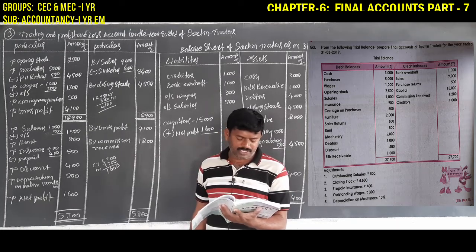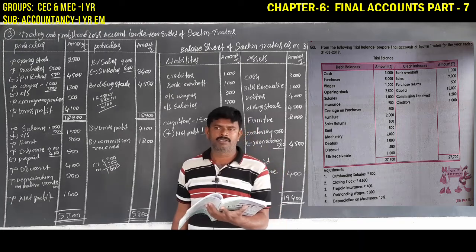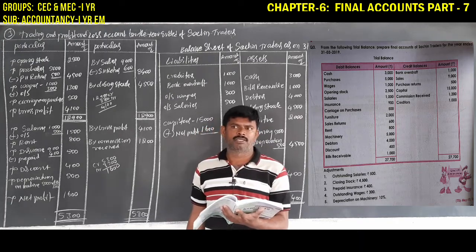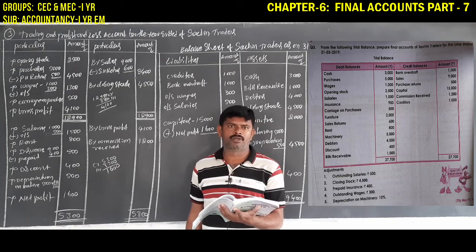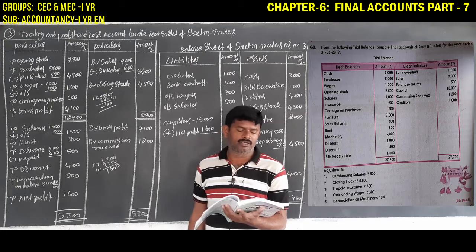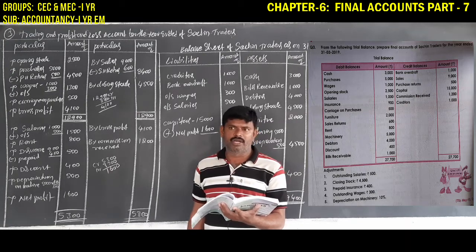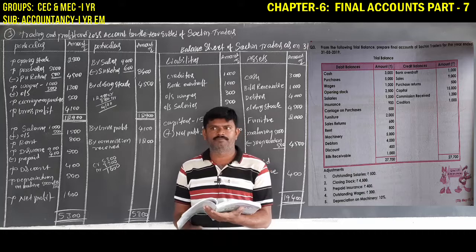Next, depreciation on machinery at 10%. We must calculate the 10%. The depreciation must be debited to the P&L account, and the same amount must be deducted from the machinery. This is about the third problem. Come to it one by one.